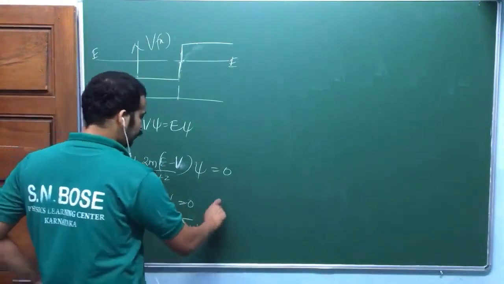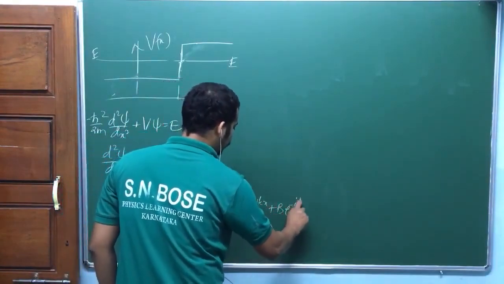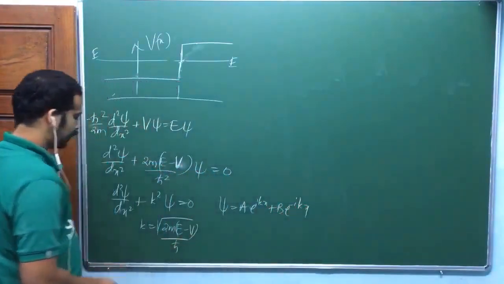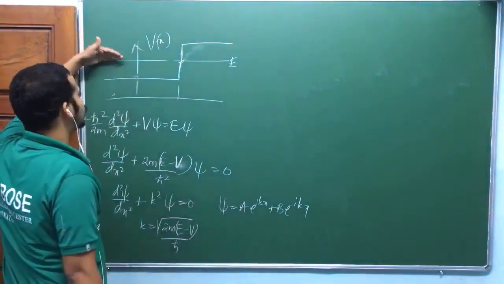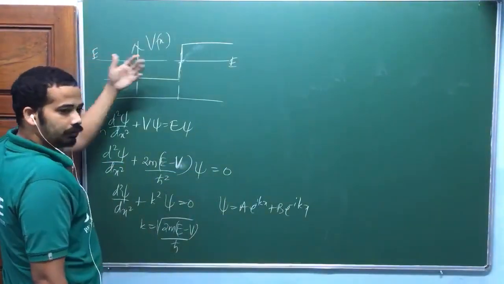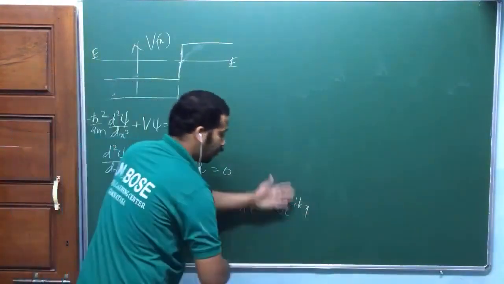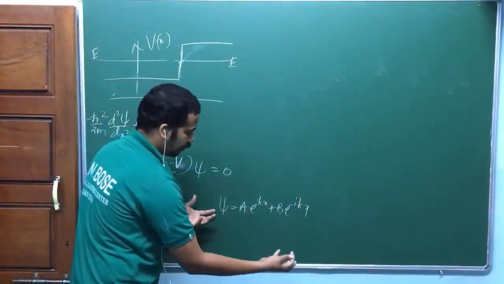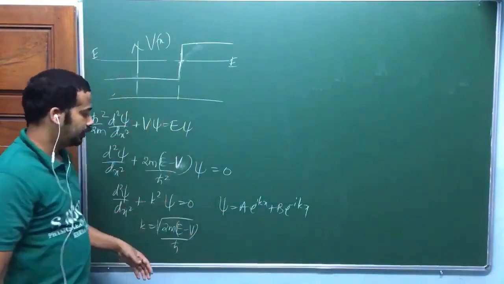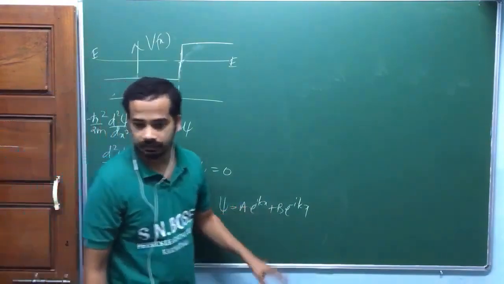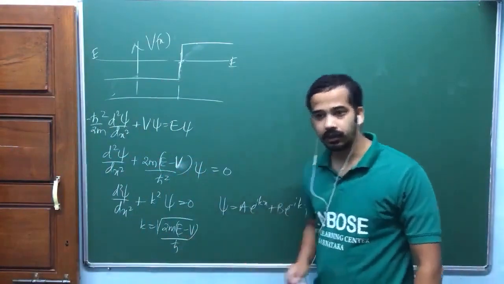Now, in that case, your solution is A e power ikx plus B e power minus ikx. In the classically allowed region, when energy is greater than the potential energy, the particle is free to move, so there is no boundary condition. The particle can move freely here. In that situation, your solution is like this, and this kind of solution has some current density.